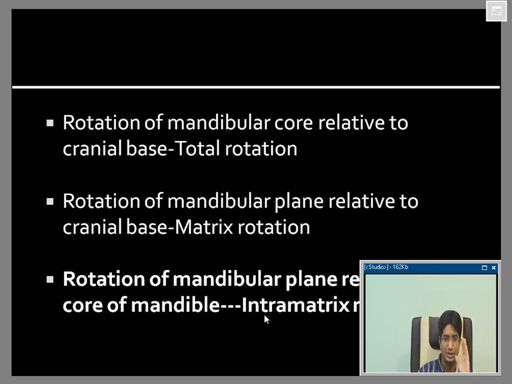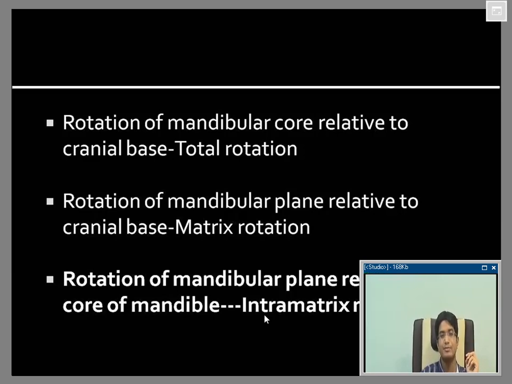You have to just think of this one. Mandibular core with cranial base is total rotation. Mandibular plane with cranial base is matrix rotation. Mandibular plane relative to the core of the mandible is intramatrix. Intramatrix, you can say, is in the mandible only. If it is matrix, it means the plane to the cranium. Total is core to the cranial base.